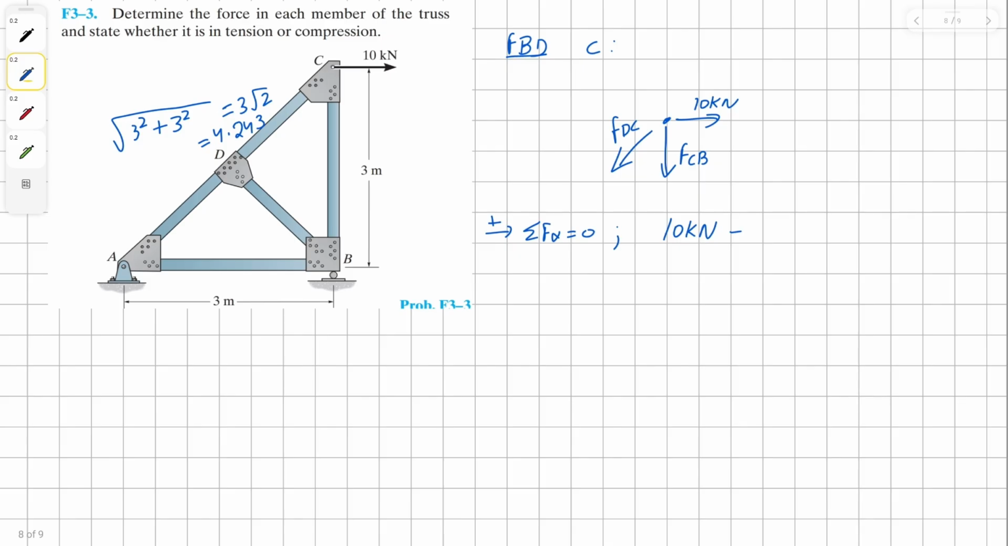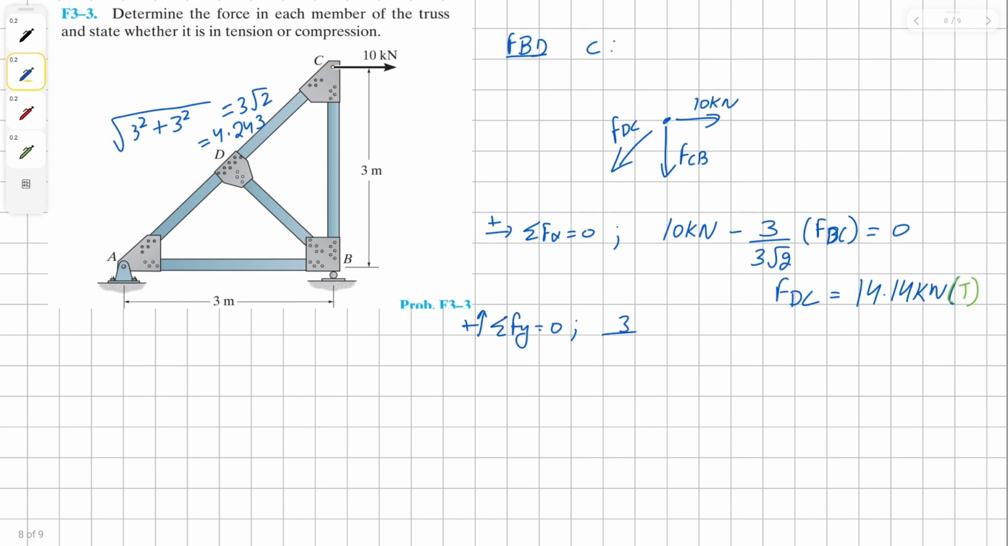So it's going to be 3 over 3 root 2 times our force DC, all equals to 0. Solving for force DC, we get our solution as 14.14 kilonewton, and this member is in tension. Now let's sum the forces in y direction.